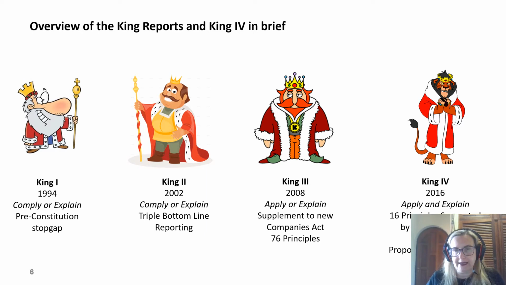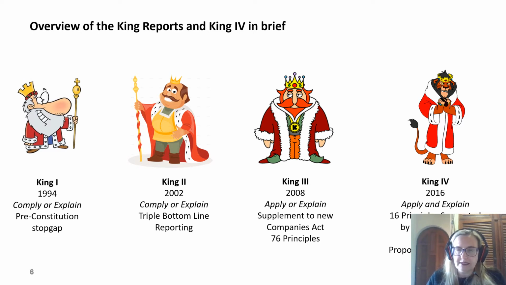Let's have a look at King and the King reports and where they come from and some of the history, because I'm quite sure that if you signed up for this course, you've heard of King. So let me give you some history. King 1 was published in 1994. It was the second formal corporate governance report to be released in the world. The first was released in the UK: the UK Corporate Governance Code, which subsequently became the UK Combined Code, published in 1992. So South Africa was quite quick off the mark in having a formalized governance recommendation.